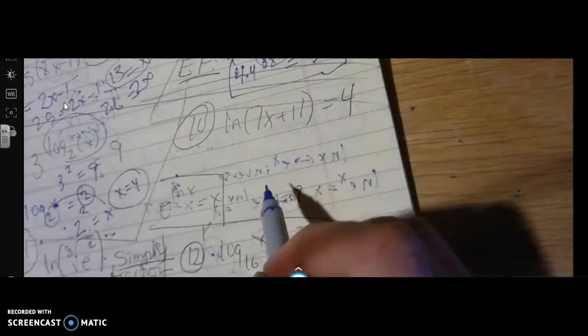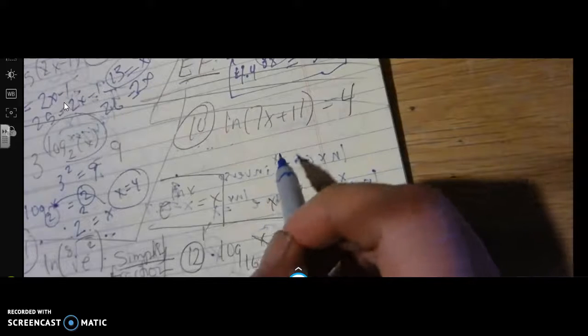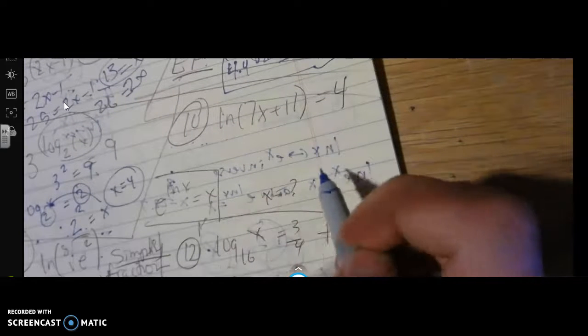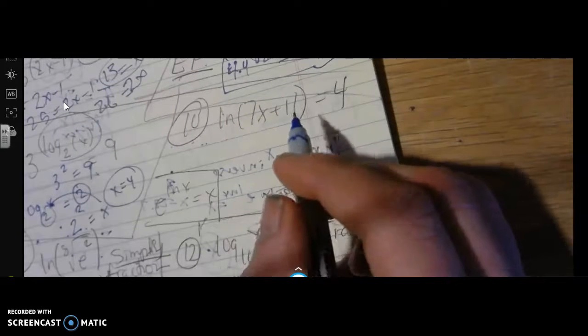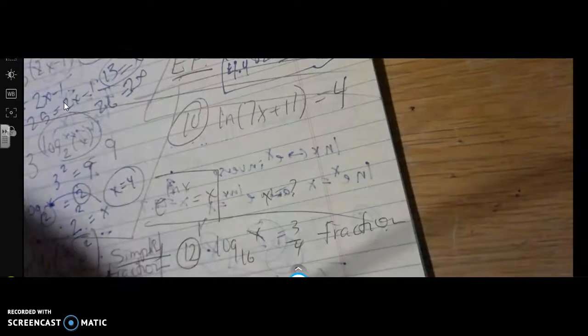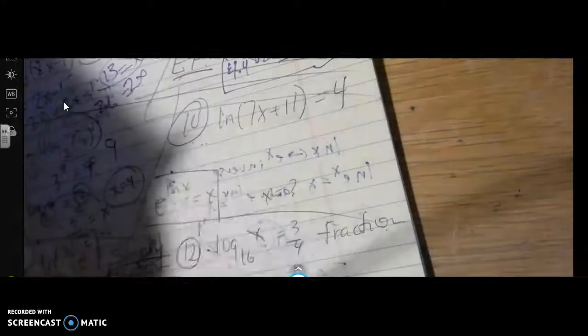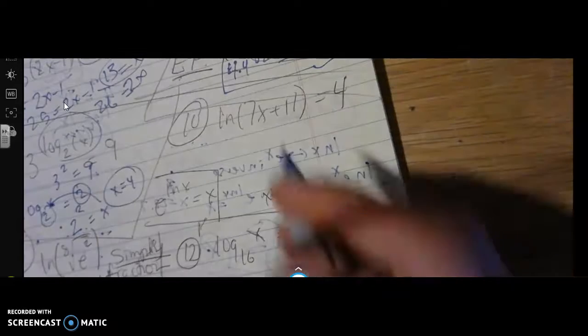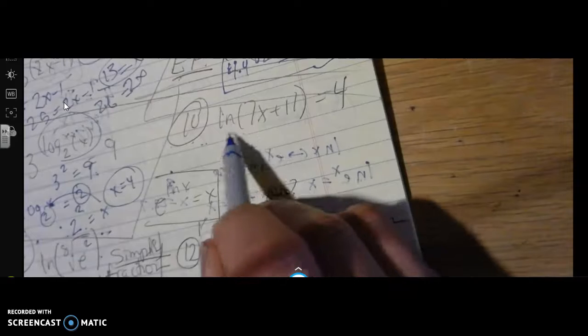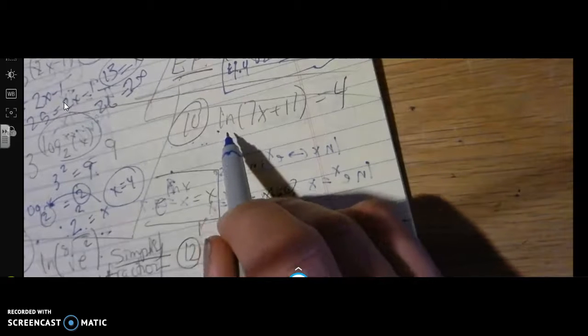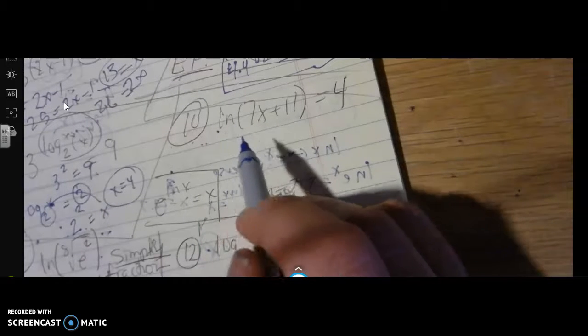Alright, now number 10. What are they asking for? They're trying to ask you to solve for x most likely here. Alright, so we're going to solve for x. So we have our base. And the only way to undo this natural log is to take the e of both sides. That's what I would do.